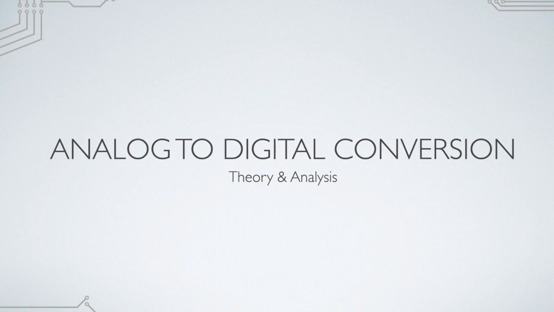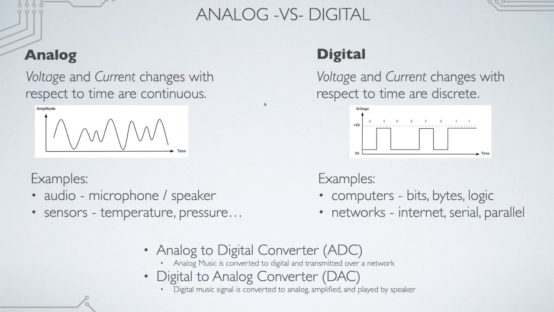So let's take a look at what that means and the theory of analog and digital conversion. First of all, let's define what analog means and what digital means. Analog generally means that the voltages and currents are varying continuously with time. And so you get values that aren't discrete values. They're not like 1 or 0 or 5 or 0. They can range from 1.1 to 1.22 or whatever they are.